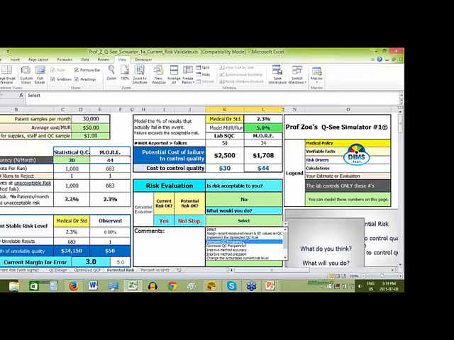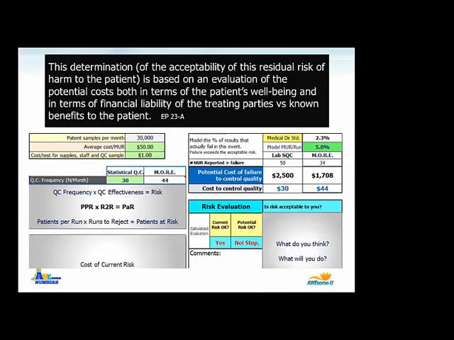I could increase the QC frequency. I could decrease the QC frequency. I could improve method accuracy. I could improve method precision. I could change the acceptable risk level, or I could change the medical goal. If you can't meet them, change them. So you can come down here and pick up to 3 things that you're going to do to improve the system. We are at 321.